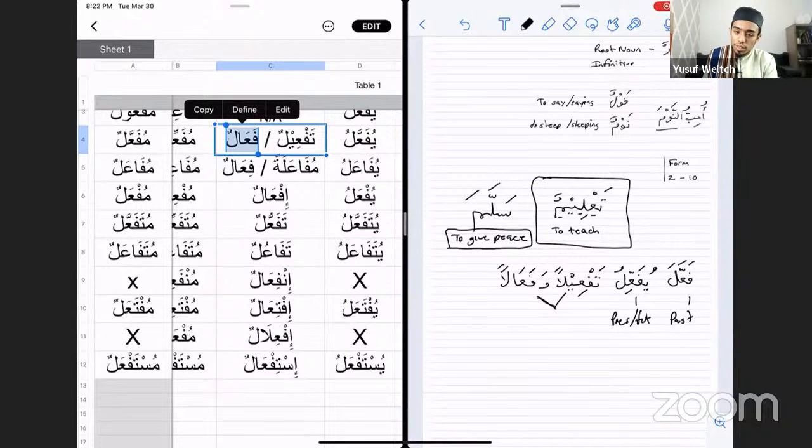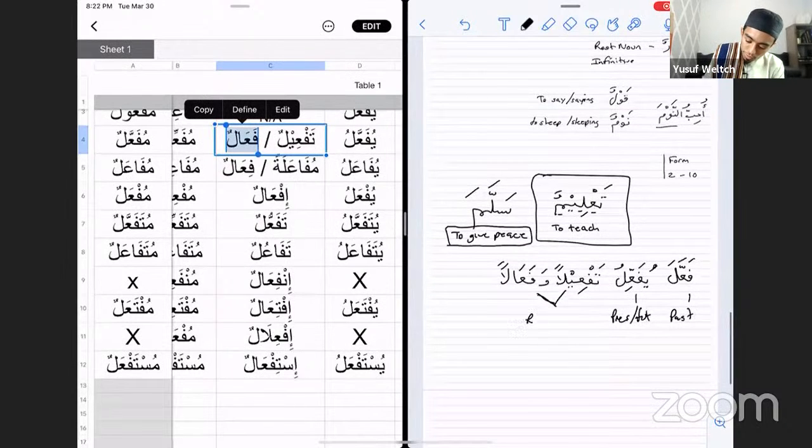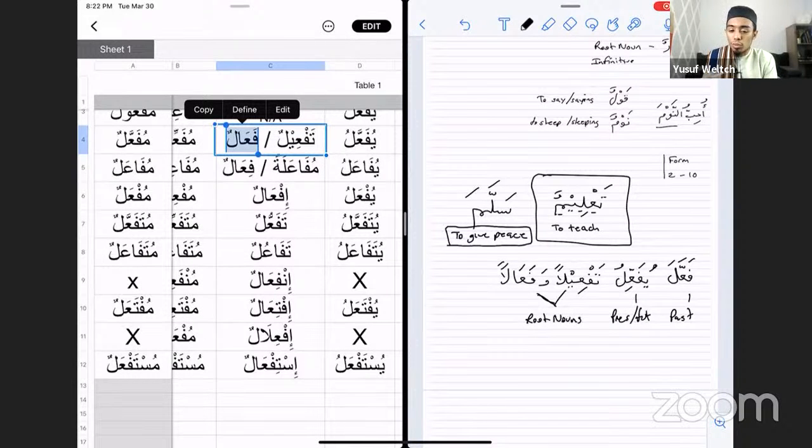Taf'il and fa'al are masdar. Good. So, root nouns, right? Only form 2 and form 3 have more than one. So normally you would just have one here. These are root nouns. And then at the end, we close by saying فهو.